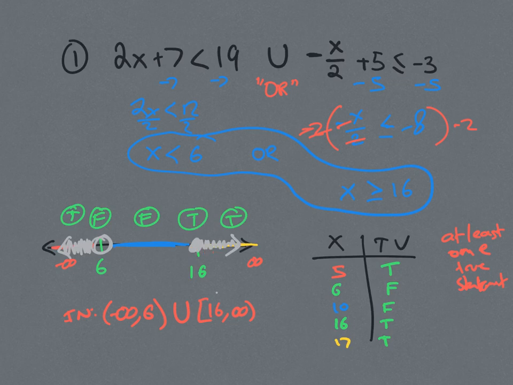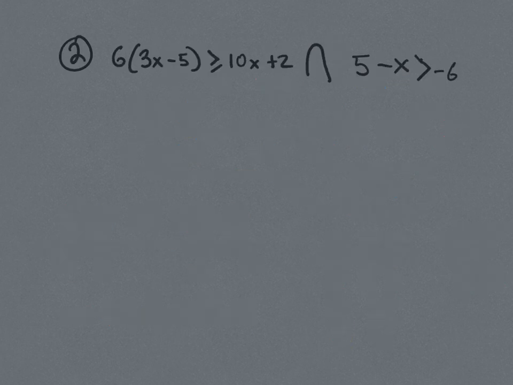Let's do one more example. Here in number 2, this one is an and problem, because that symbol there means intersection, so this is and. So let's solve both of these real quick. If you want, pause the video, try it out on your own, and then I'll put the answer up here in a second.